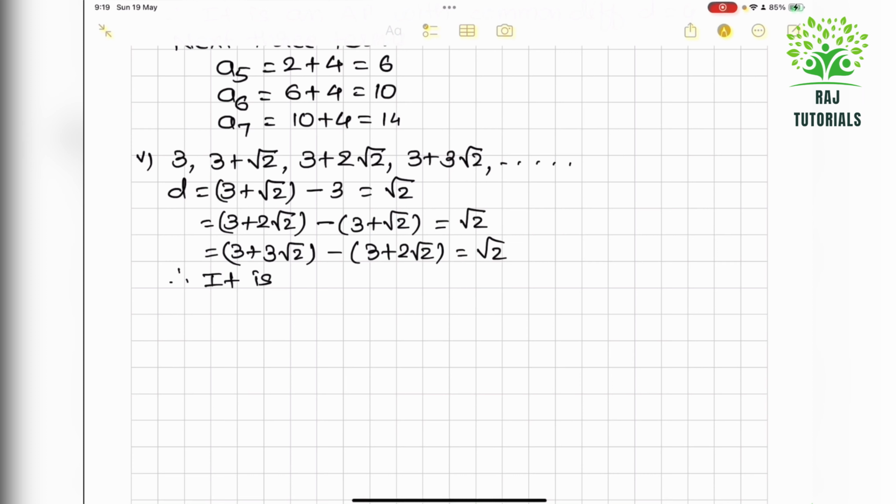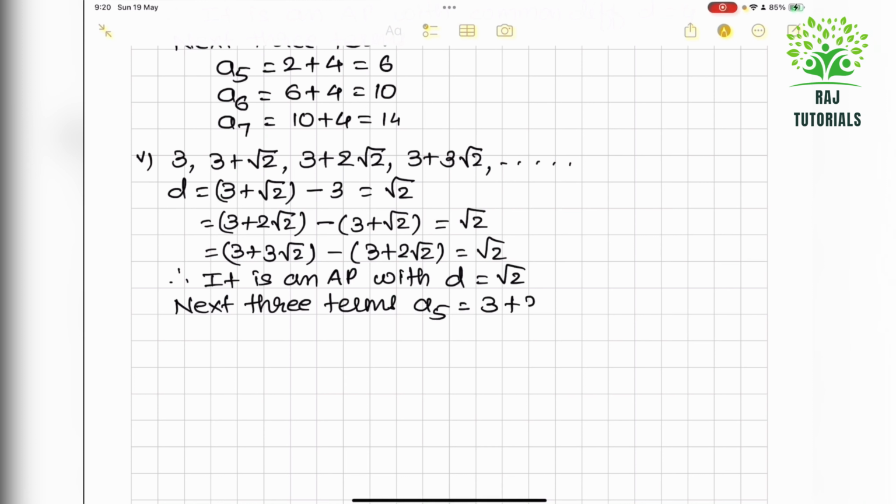Therefore, it is an AP with D equal to root 2. Next three terms: A5 is 3 plus 3 root 2 plus root 2, so 3 plus 4 root 2. A6 will be 3 plus 5 root 2. A7 will be 3 plus 6 root 2.